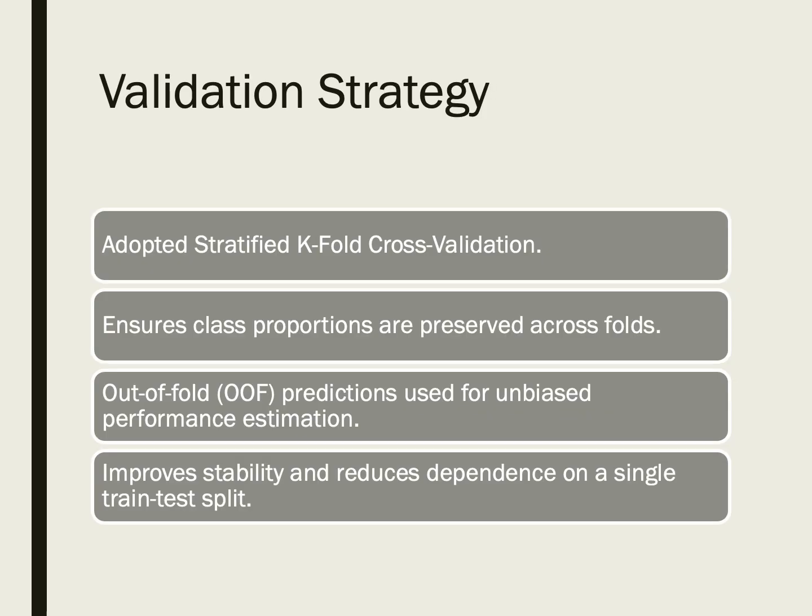To assess and improve fit, I used a stratified k-fold cross-validation. Stratification ensures that each fold preserves class proportions, which matters a lot with imbalanced data. I also used out-of-fold predictions to estimate performance more honestly. Compared to a single train test split, this improves performance stability and reduces dependence on one lucky or unlucky split.